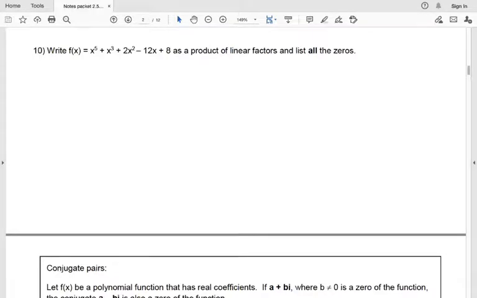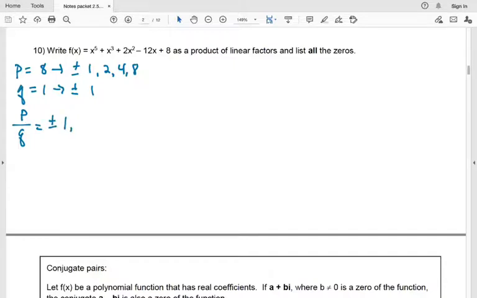All right, so the next one, my p-value is 8. My factors for it are plus or minus 1, 2, 4, and 8. My q-value is 1, thankfully. So when I do p over q, I'm just going to get plus or minus 1, 2, 4, and 8. Yay. All right, so I'm going to do synthetic division. I want you to notice you're missing the x to the 4th value. So I need to remember a placeholder.